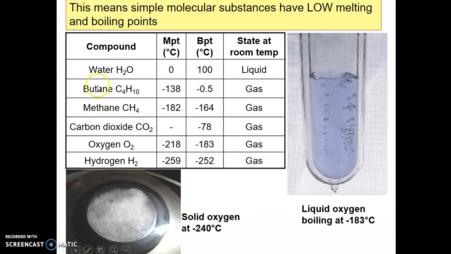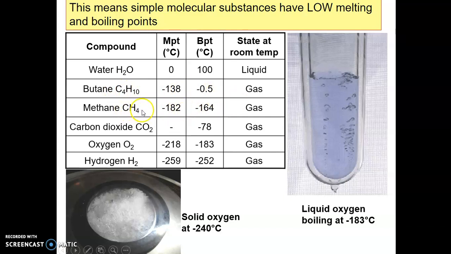And looking at some other simple covalent substances, even lower: minus 138, minus 0.5. So at 0 degrees, butane has already evaporated. That's how weakly its molecules are held together. The molecules are still intact. Each one is still 4 carbons and 10 hydrogens bonded, but the molecules are not held to each other strongly. The atoms are held together strongly inside the molecules, but the molecules are not held strongly to each other.